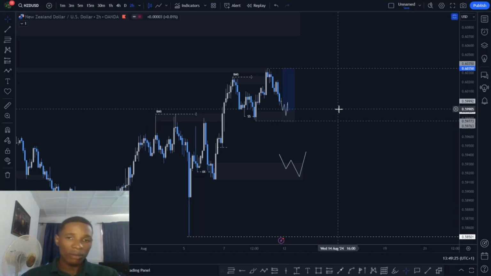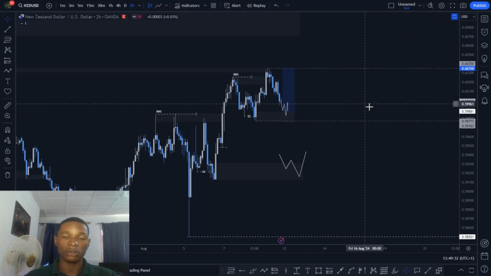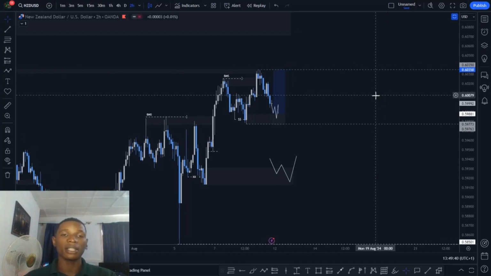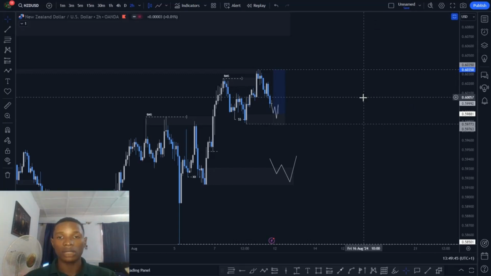So we're having NZD USD as our first pair that we are going to be breaking down. NZD USD, what am I really anticipating? NZD USD is a very clean setup for me right here. I'm looking to go long on NZD USD.